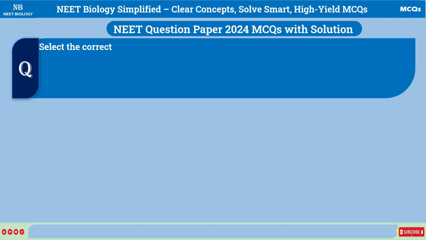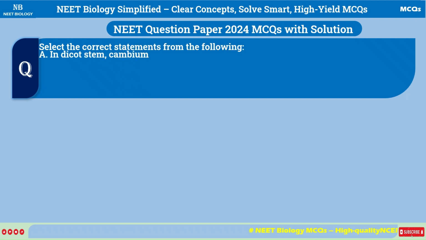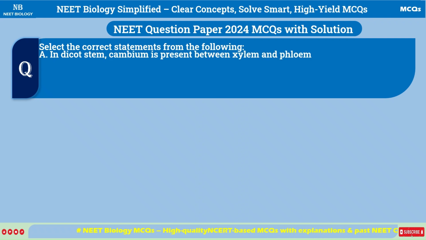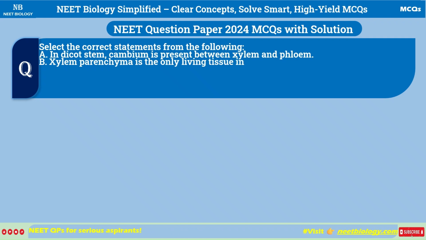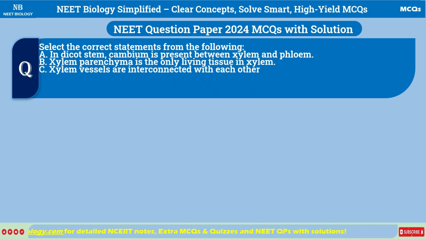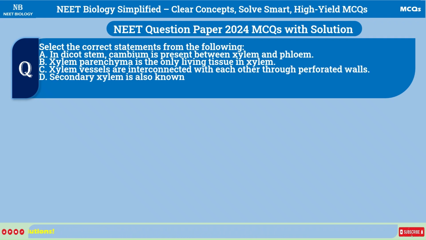Select the correct statements from the following. A. In dicot stem, cambium is present between xylem and phloem. B. Xylem parenchyma is the only living tissue in xylem. C. Xylem vessels are interconnected with each other through perforated walls. D. Secondary xylem is also known as sapwood. E. Xylem vessels are absent in monocots.